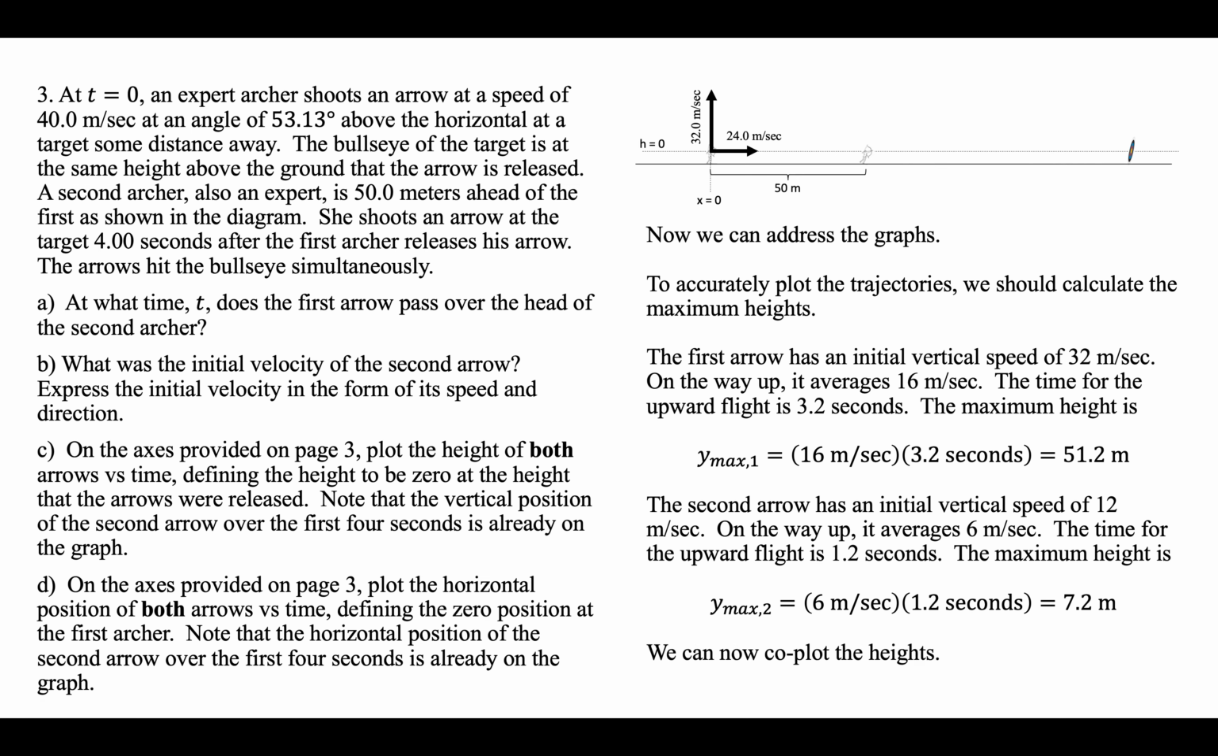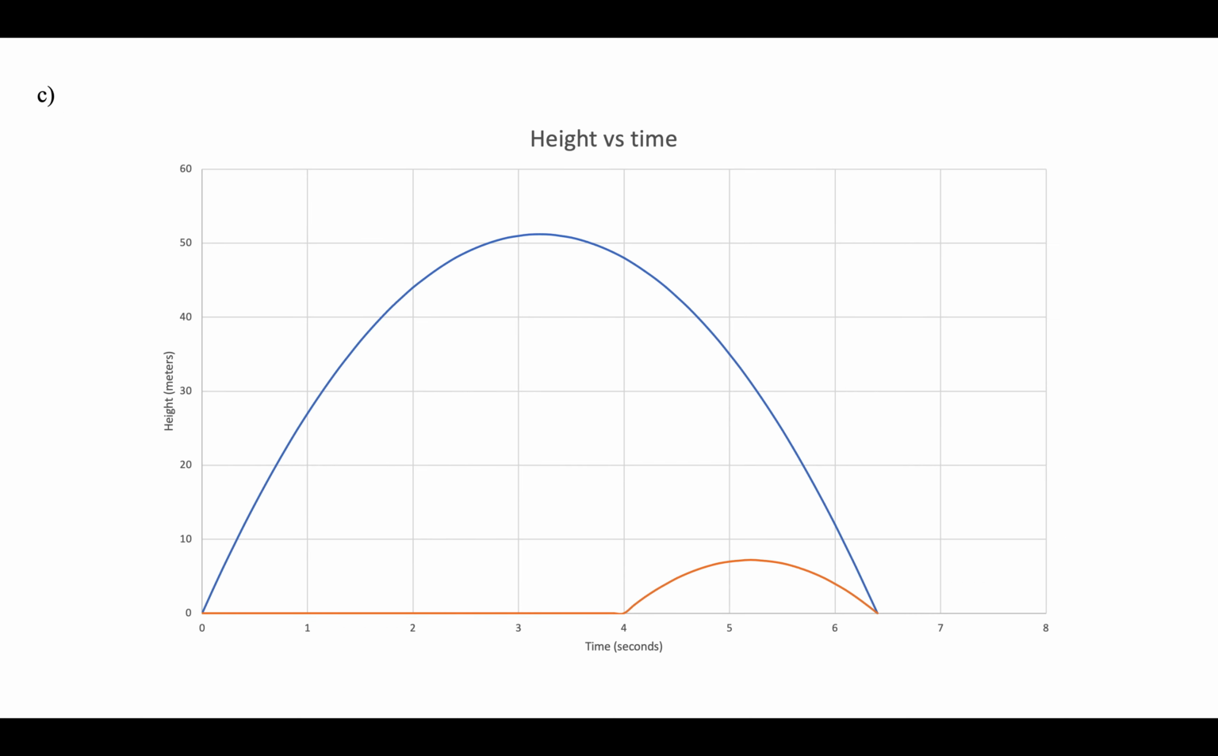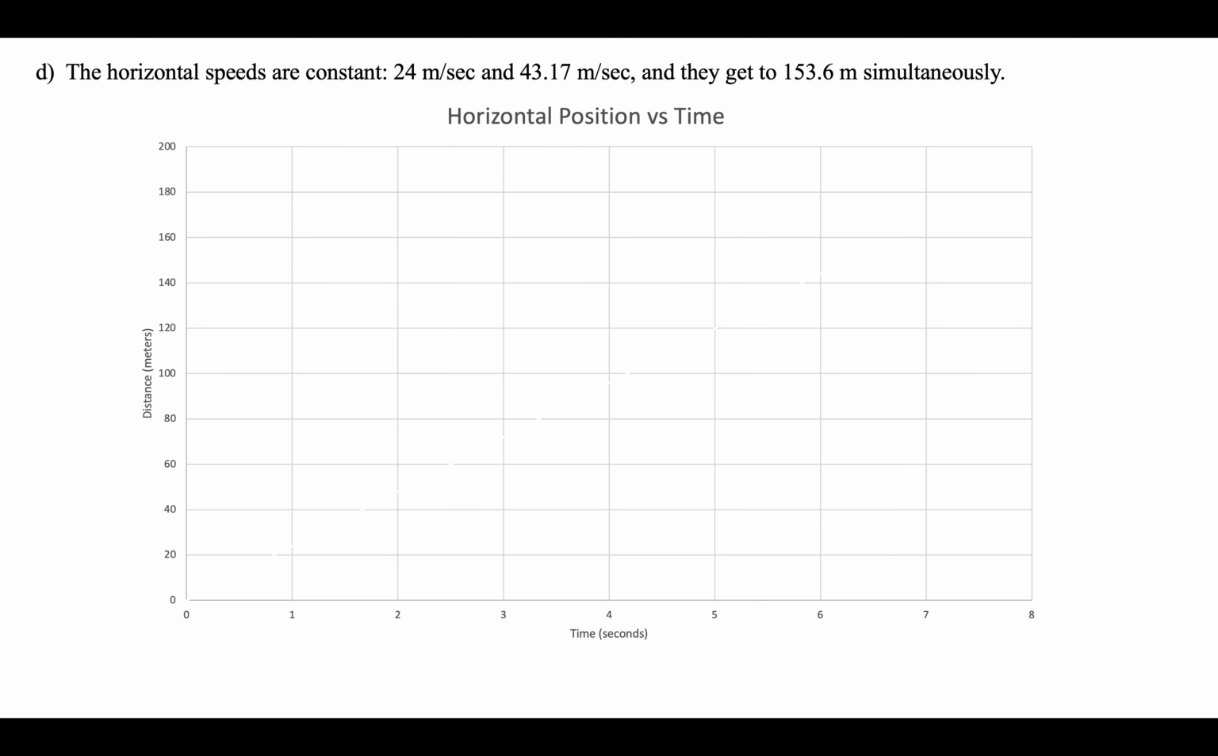We can now coplot the heights. There it is. We can see what's going on here at 3.2 seconds. The first arrow reaches the peak, and the peak is about 51 meters. Makes sense. This second arrow's released at 4 seconds, reaches a peak after 1.2 seconds, which is 5.2 seconds, and the peak is about 7.2 meters, and they hit the target. They get back to the ground at exactly the same time, which was specified, at 6.4 seconds.